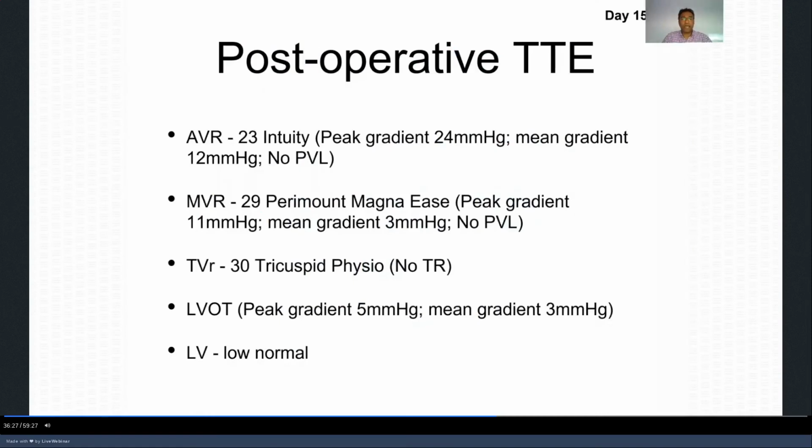And the post-operative gradients were very good. The mean gradient across the aortic valve was 12. There was no paravalvular leak, and there were very good gradients across the mitral and LVOT.